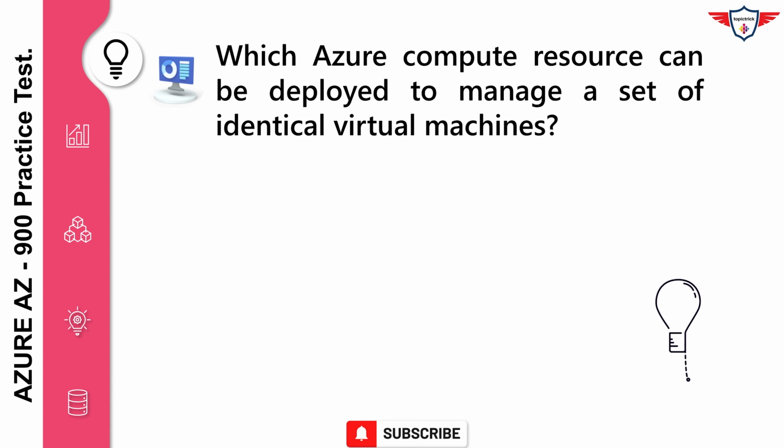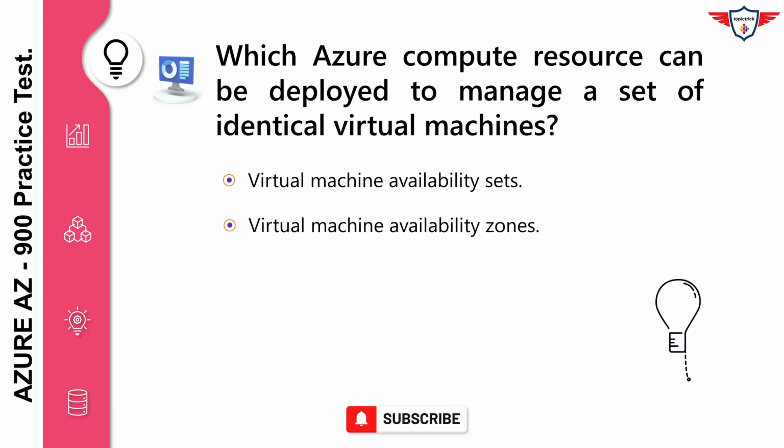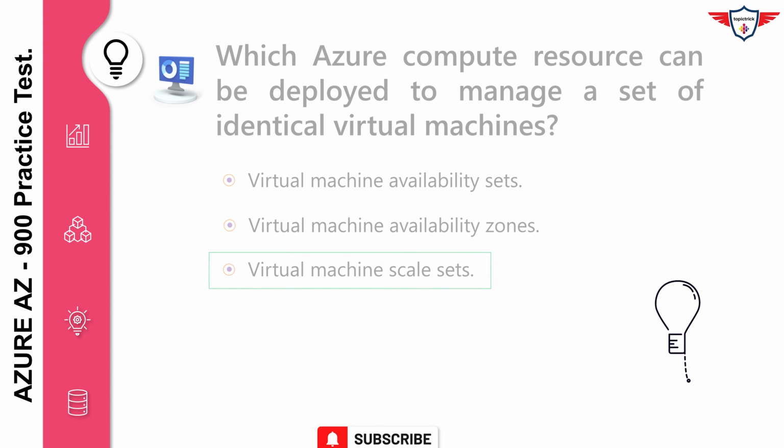Which Azure Compute resource can be deployed to manage a set of identical virtual machines? Virtual Machine Availability Sets, Virtual Machine Availability Zones, Virtual Machine Scale Sets. The correct answer is Virtual Machine Scale Set. Virtual Machine Scale Sets let you deploy and manage a set of identical virtual machines.